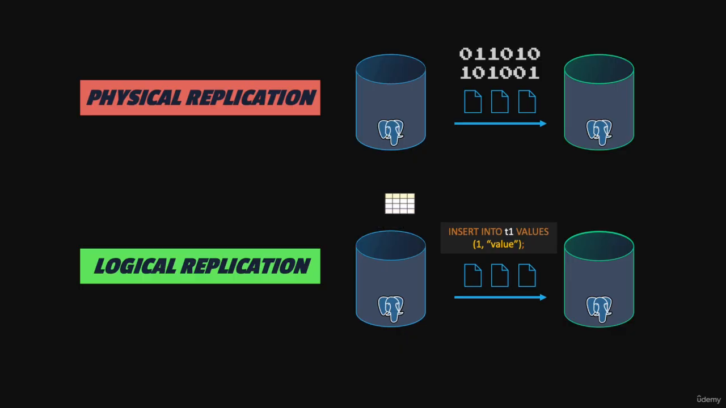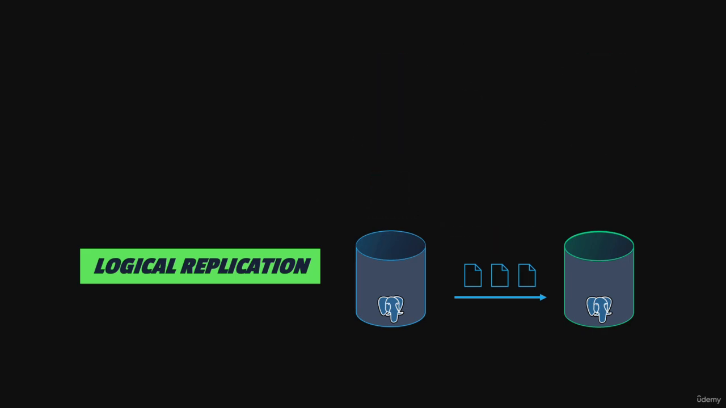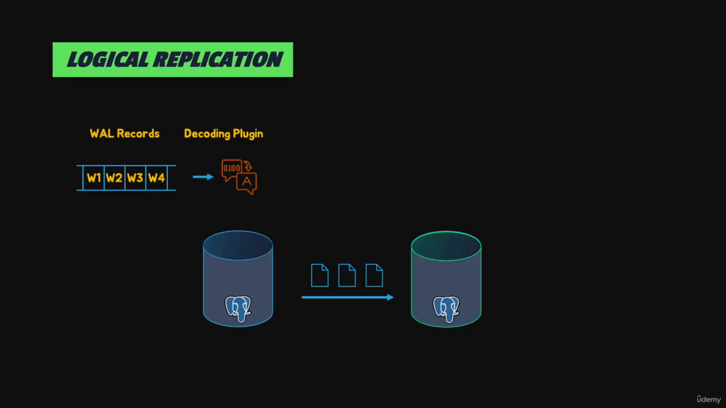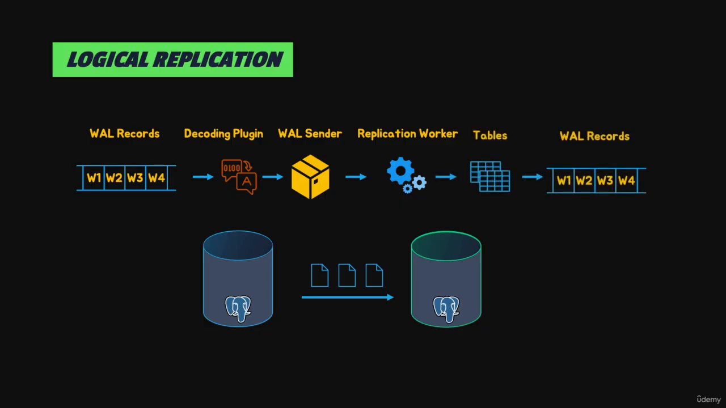Here, we can choose only a subset of the tables that we want to replicate, and Postgres will replay the DML commands on the replica. Let's see shortly how it does so. First, Postgres has to decode logically the records from the WAL file and make SQL statements. Then, the SQL statements are streamed over the network to the standby server. Finally, the statements are applied to the tables in the standby server in the correct transactional order.